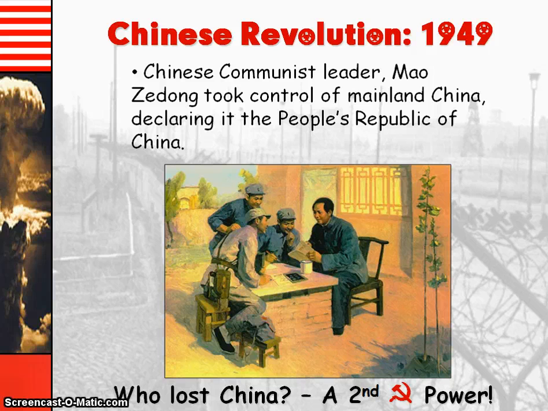Next we have the Chinese Revolution, which we've talked about various times this year. But what we see is at this point, Chinese Communist leader Mao Zedong takes control of mainland China. He's going to declare it the People's Republic of China. And this declaration will ultimately end the civil war that's been going on between the Chinese Communist Party and the Nationalist Party. And this again makes the US very fearful to see another major country like the Soviet Union, but China in this case, fall to communism.